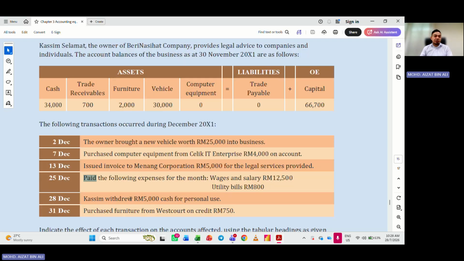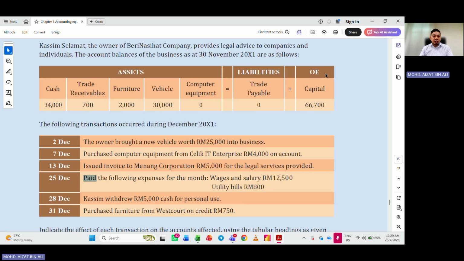Next transaction, 28th December. Kasim withdrew cash, 5,000 ringgit for personal use. So what happened to our cash? Our cash will decrease, right? And at the same time, this is a withdrawal by Kasim, the owner of the business, for personal use. If the withdrawal is for personal use, we will record it as drawings. Since we do not have headers for drawings, we will record it under its parent classification, which is owner's equity.